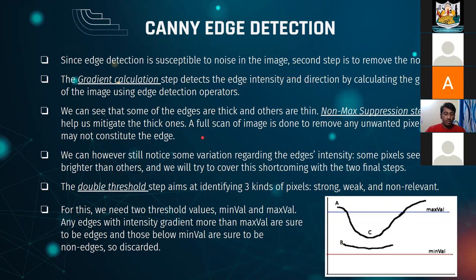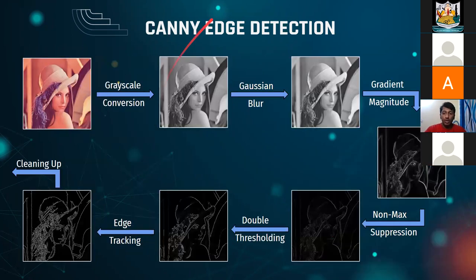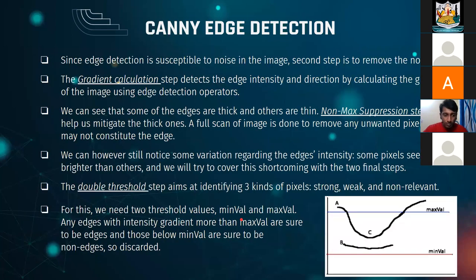The initial part is the same as what I explained. Now you calculate the gradients, right? In this step, you calculate the gradients, and after non-max suppression, take out the useless gradients. So you define two thresholds for this double thresholding. You have a max val threshold and you have a min val threshold. Now all the gradients less than min val are useless. They are non-relevant to the image. And all the gradients that are greater than max val are strong edges. Those are the edges you want to keep, right? Those are the pixels that you say are definitely an edge. Now, whatever is in between is something you're not sure of.